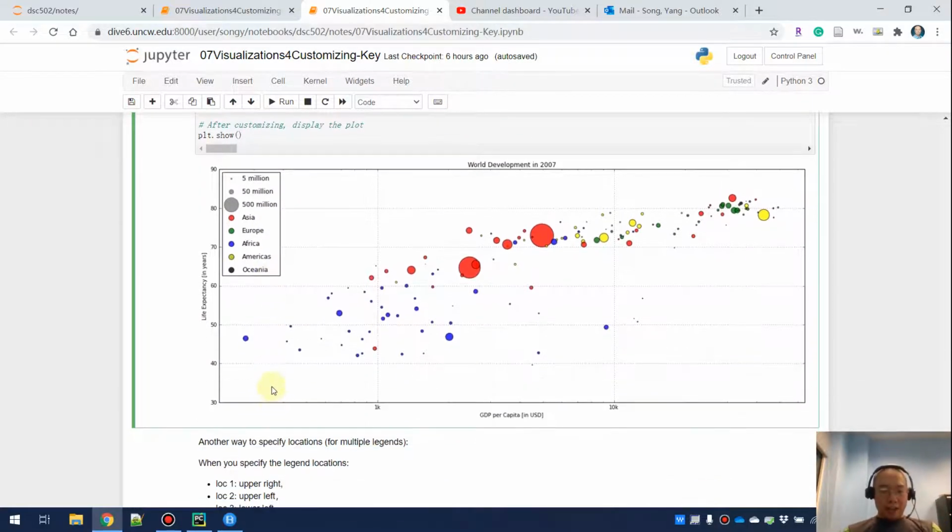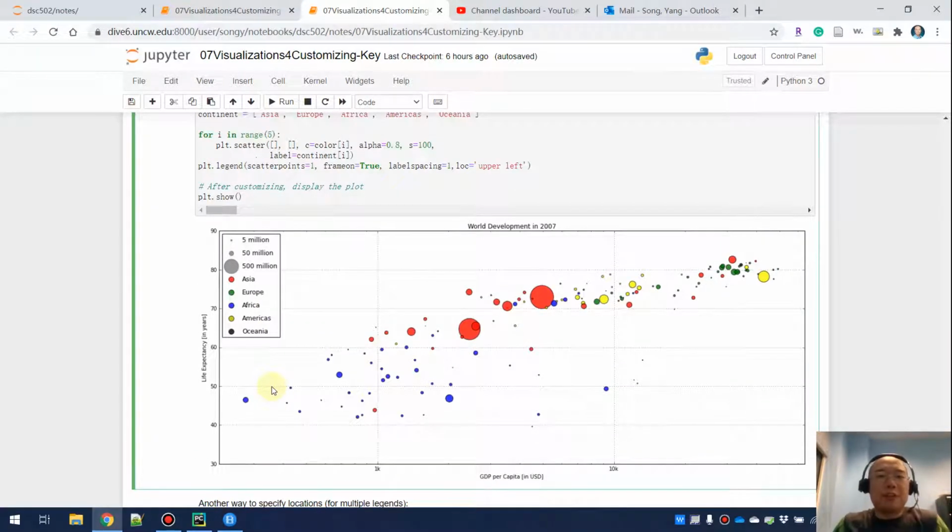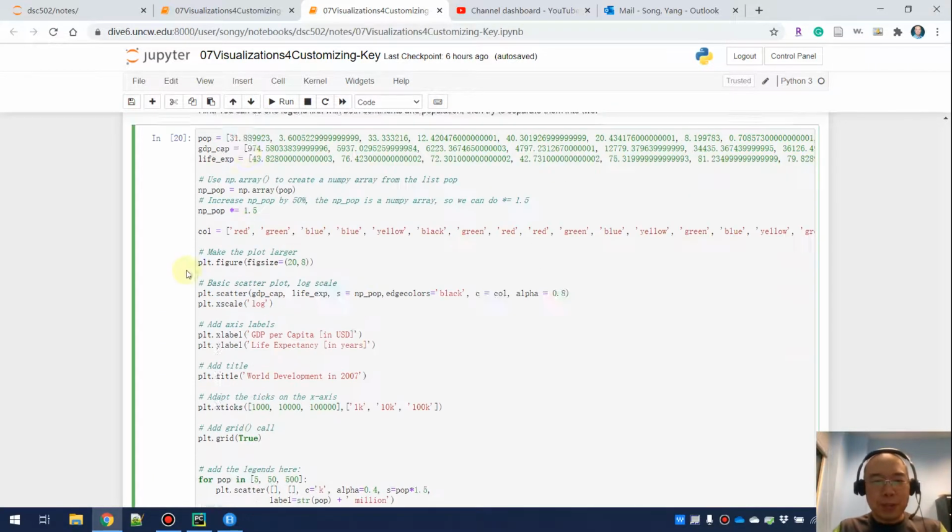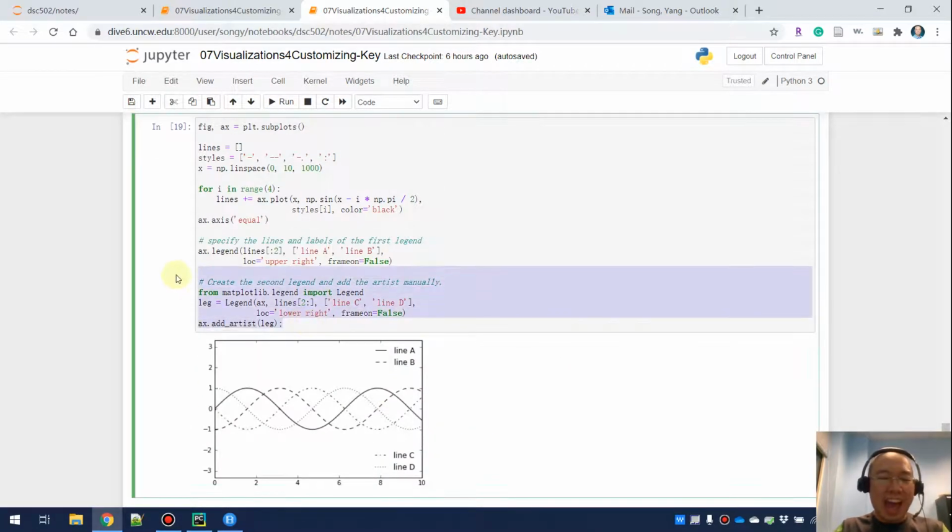Okay, and before we move on, here is a challenge for you guys. Can you do that with two legends? For example, the size of the bubbles on the upper left corner, and then the continents on the lower right corner. So now you want to separate the legend into two parts. Okay? So if you are able to do that, show a screenshot on our Slack channel. And I really want to see who's able to do that. Okay, that's an interesting challenge. And again, you have to apply this hack to get it done.